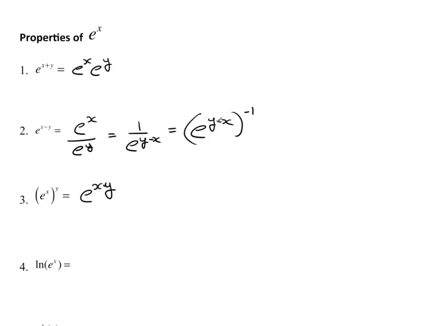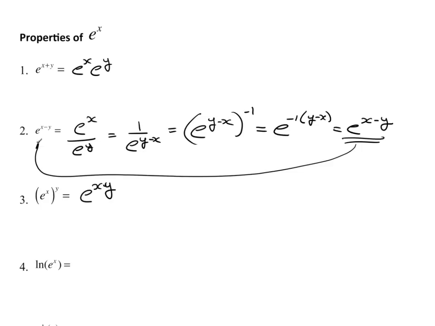So here I have e to the y minus x raised to the negative 1. So I can multiply this by negative 1, which is e to the negative 1 times y minus x, which is e to the x minus y. I only did that because I just wanted to go full circle to show you that all these really are equivalent to each other.